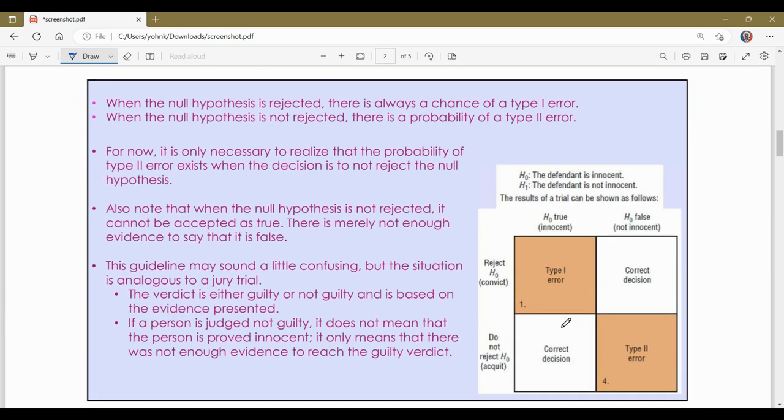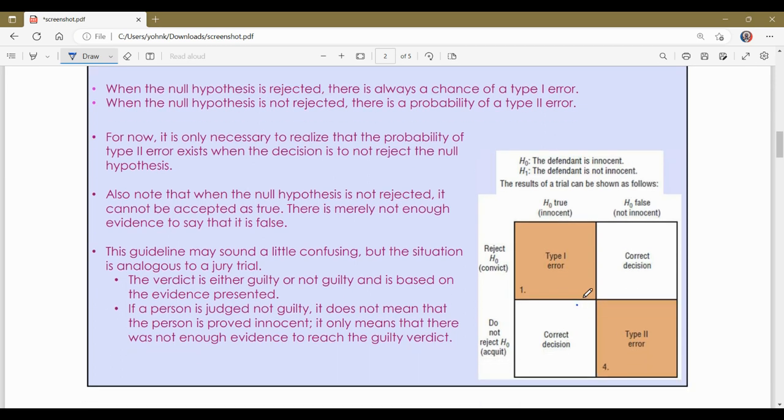So let's just review one more time how we make those decisions. These 2 dots up here at the top remind you of error. When the null hypothesis is rejected, there is always a chance of a type 1 error. That's your alpha. When the null hypothesis is not rejected, there is a probability of a type 2 error. That's your beta. Remember, your alpha plus your beta equals 1. For now, it's only necessary to realize that the probability of a type 2 error exists when the decision is not reject the null hypothesis.